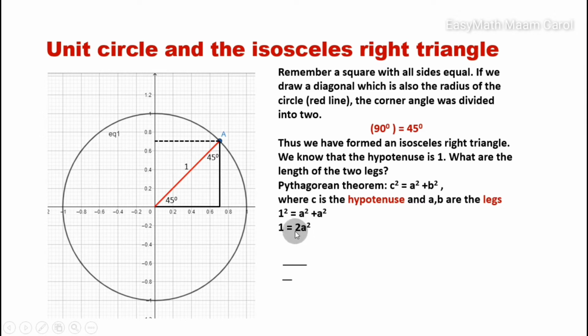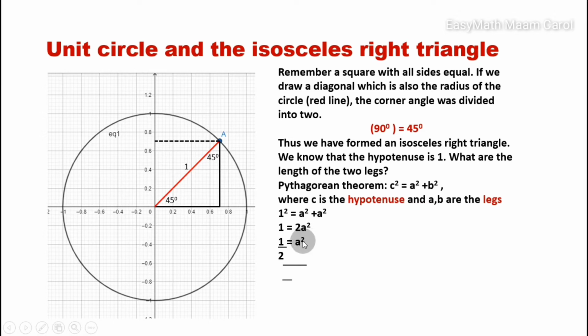So, ang una nating i-eliminate ngayon using cross multiplication ay itong 2 na to, ililipat natin sa kabila. So, we have 1/2 is equal to a squared. So, itong 2 na to na minultiply sa kanya, opposite ng multiplication ay division. So, pag tinransfer natin sa kabila, magiging denominator siya. So, we have 1/2 is equal to a squared.